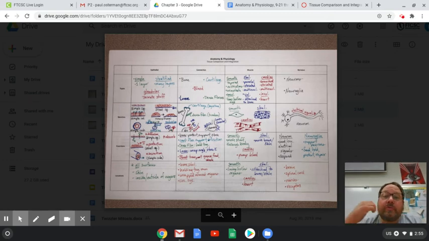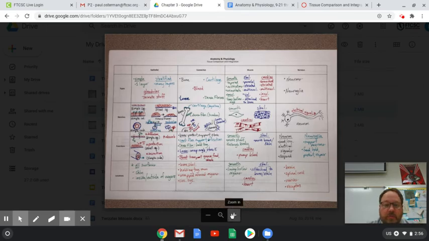What I'm going to do in this clip is walk you through the tissue comparison and integration document, showing you what to work on in the document. Now, if you want to just do a screen grab, you could grab this image and then zoom around into whatever part you need to focus on. But I'm going to walk through each particular box and talk about what's going on there.